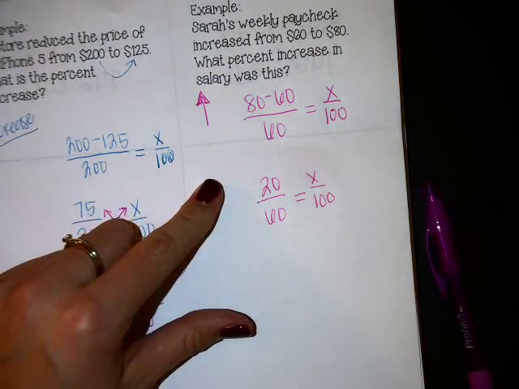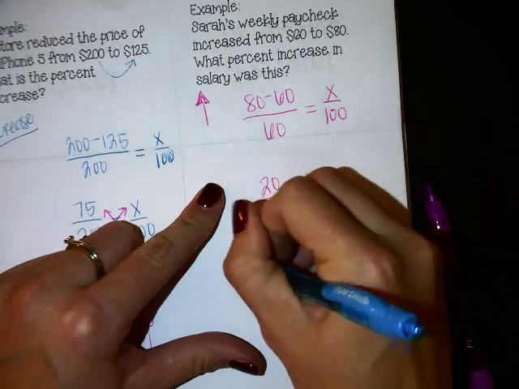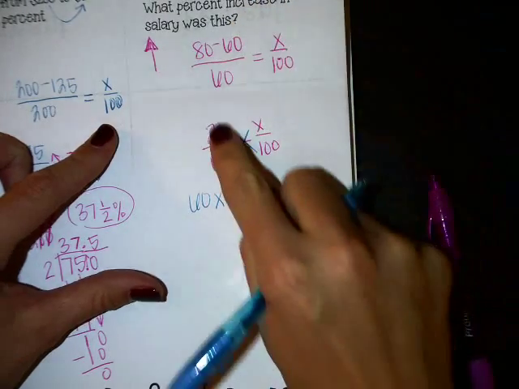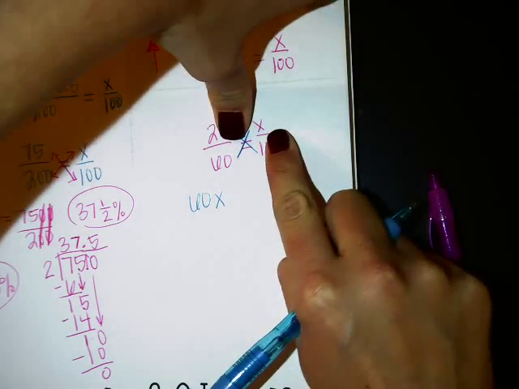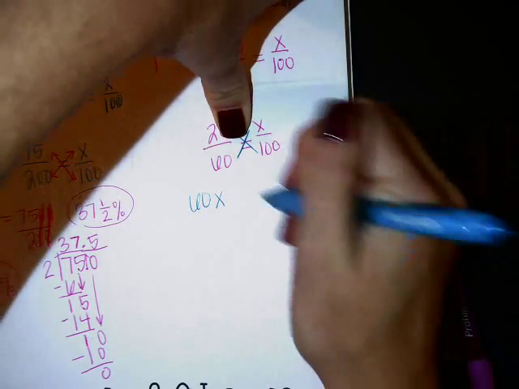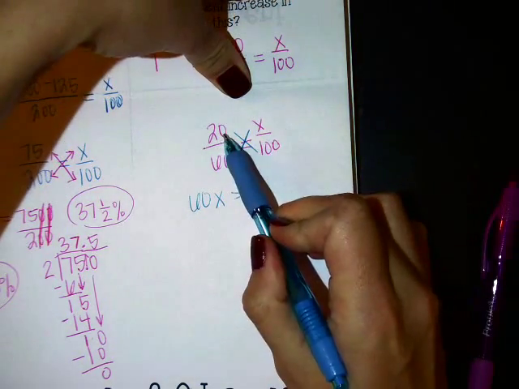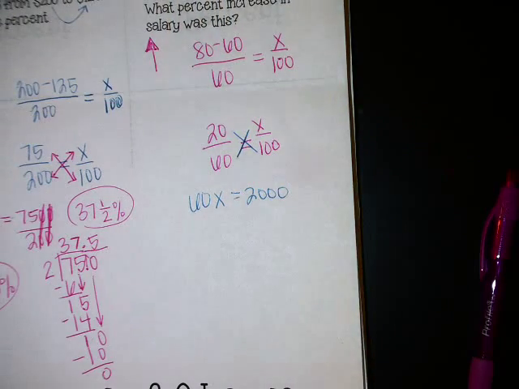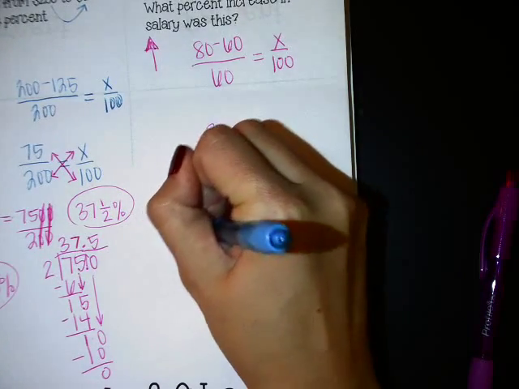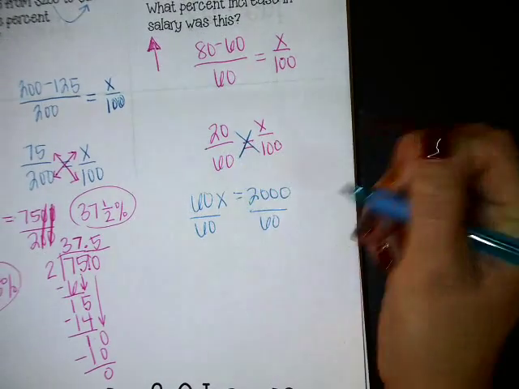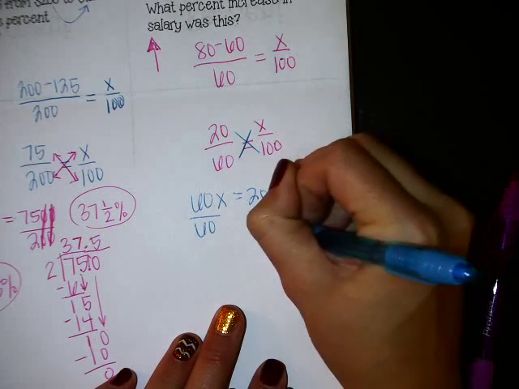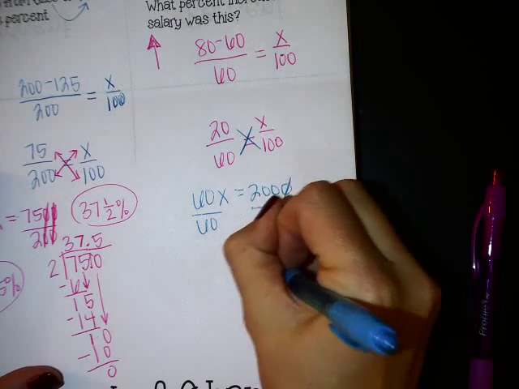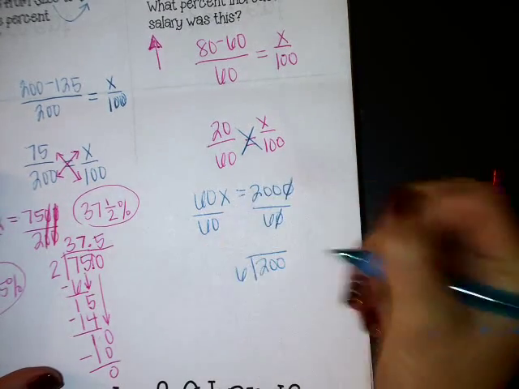Next, cross multiply. 60 times X, I'm going to write as 60X. 20 times 100, I'm going to cover up my zeros and take 2 times 1, which will give me just a 2, and then I need to put 1, 2, 3 zeros. To get X alone, I'm going to divide both sides by 60. I can cross out a 0 here and a 0 here. So now I'm left to do 200 divided by 6.